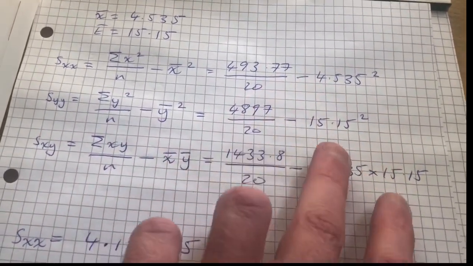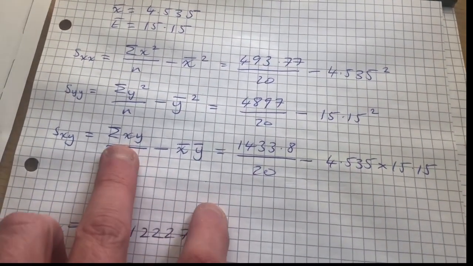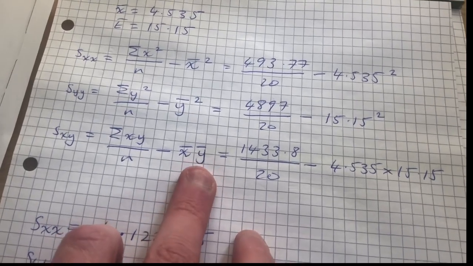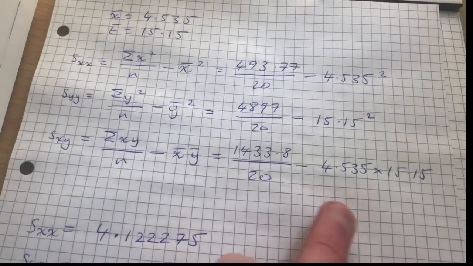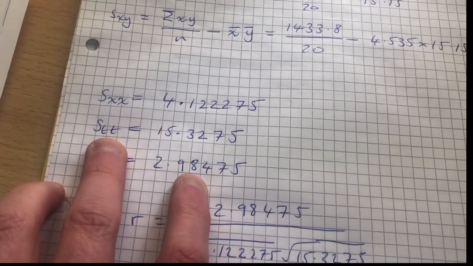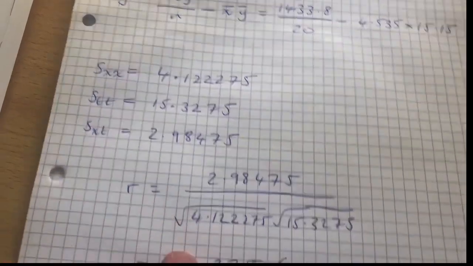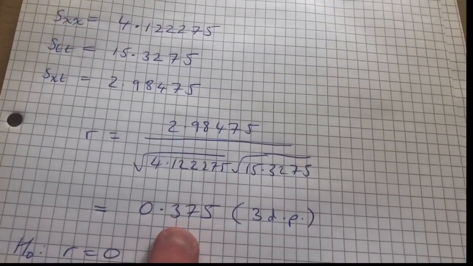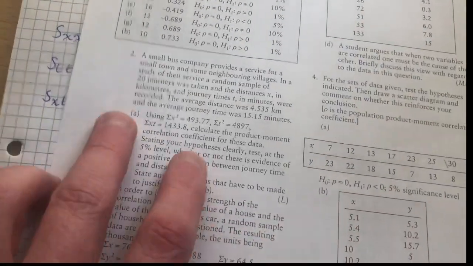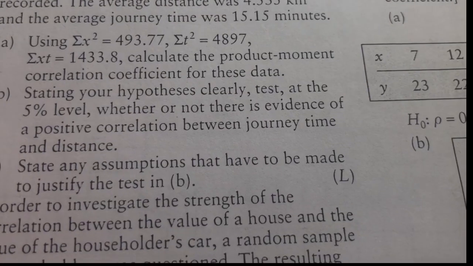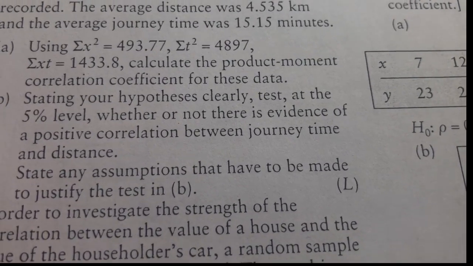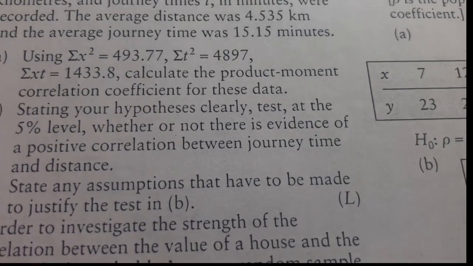And then I'll put my values in, again, XY, there should be XT, mean of the X's and the mean of the T's, where I've called it Y. But I get my values out, I've relabeled the Y's as a T there, and I put them into the formula and my correlation coefficient comes out to be 0.375. So that is part A of the question. And part B, stating your hypothesis clearly, test at the 5% level whether or not there is evidence of a positive correlation between journey time and distance.